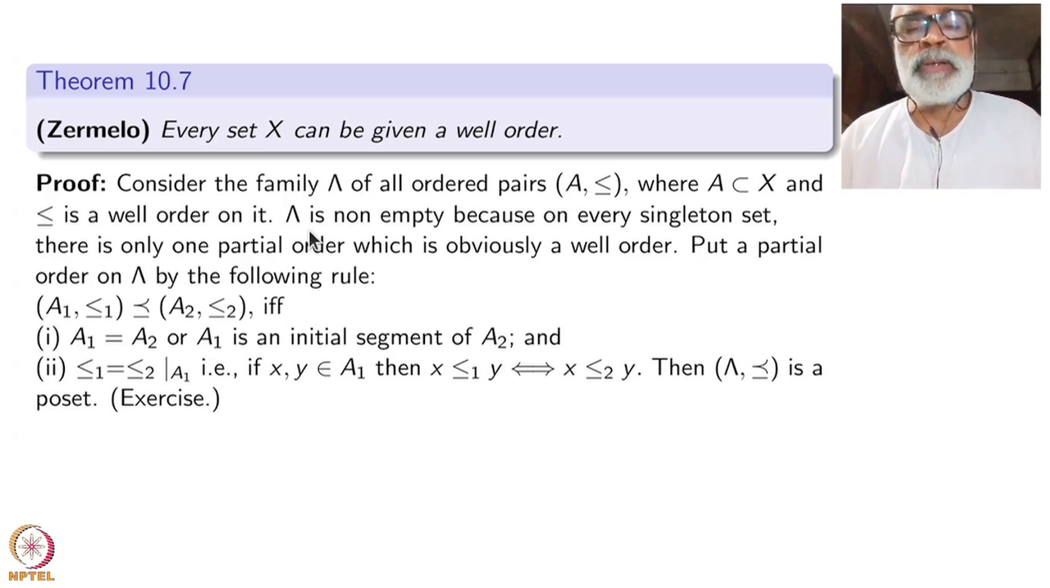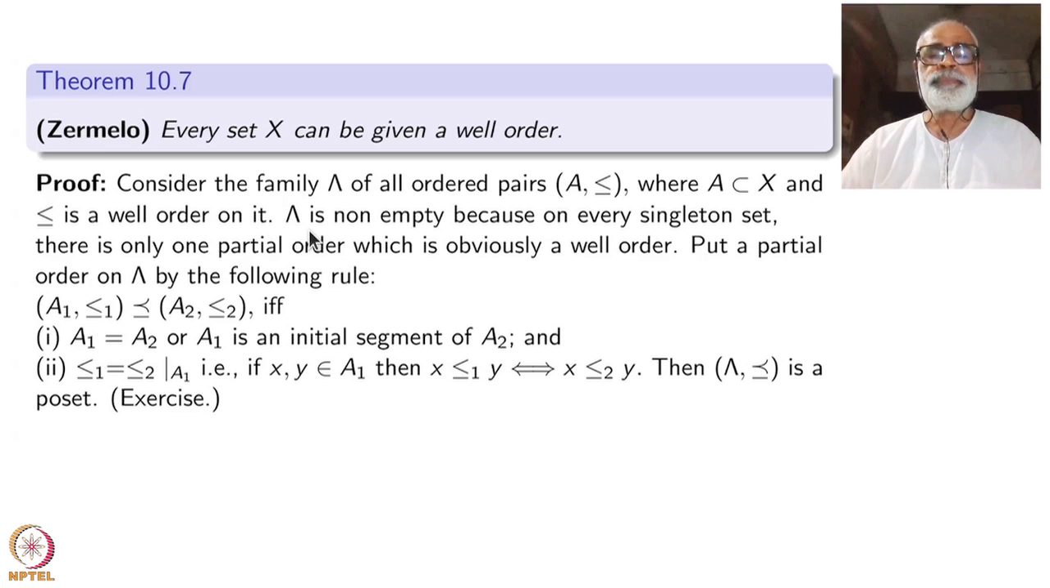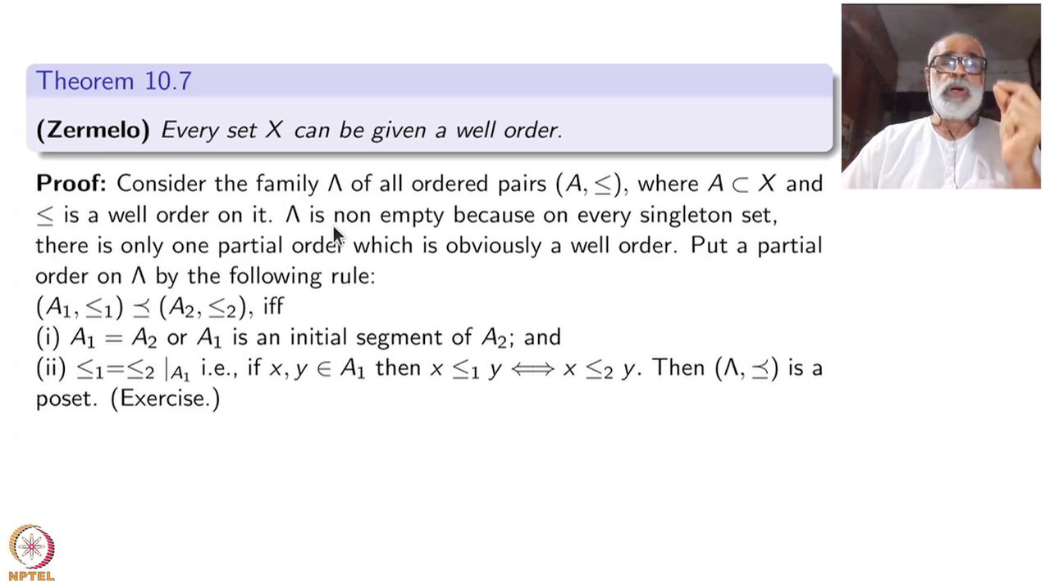Why is Lambda non-empty? Because singleton sets can be given only one partial order, and that partial order is automatically a well order, and they are elements of Lambda. Therefore, Lambda is non-empty. You start with X non-empty. So here I am assuming X non-empty. I don't worry about empty sets here. All right.